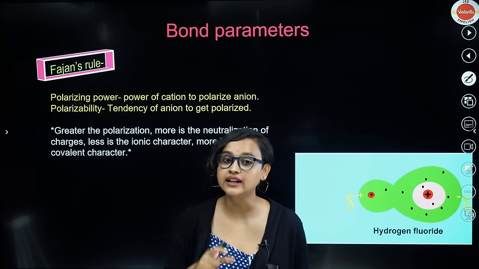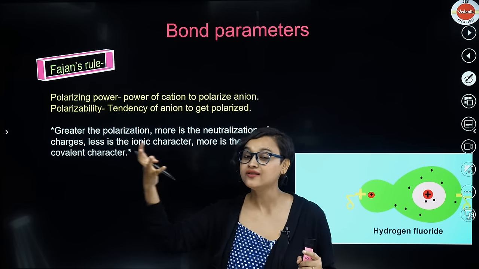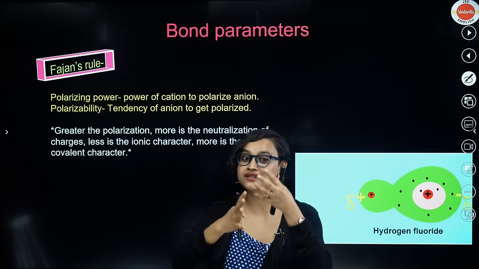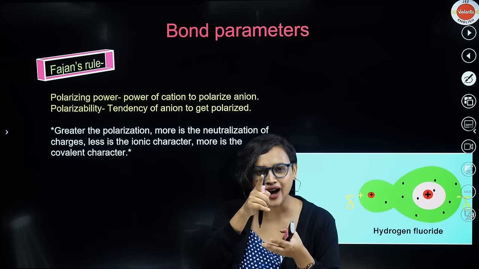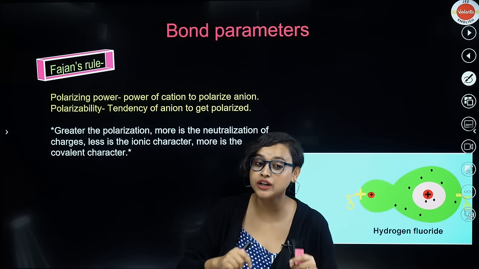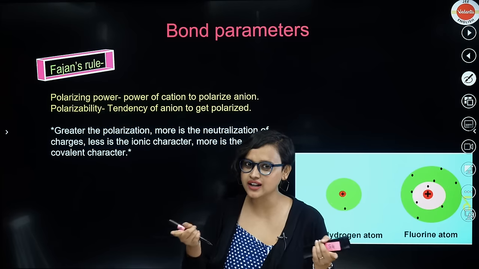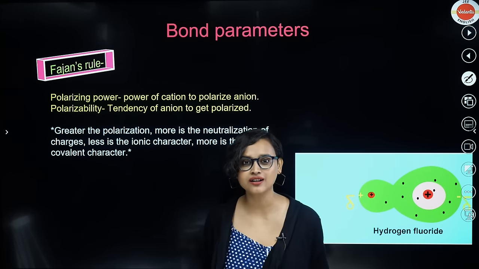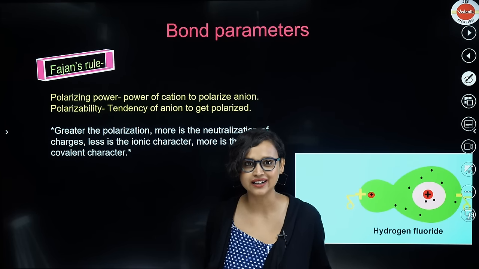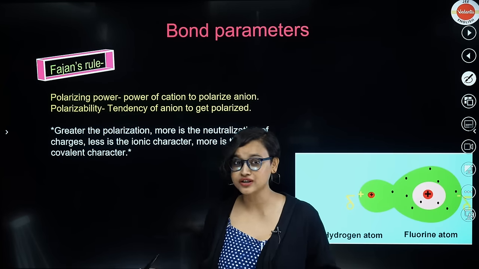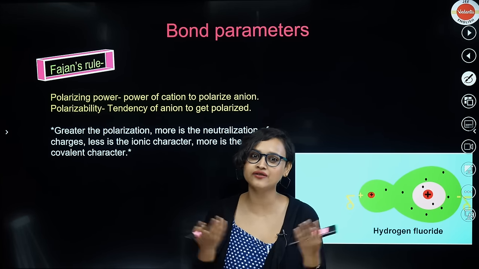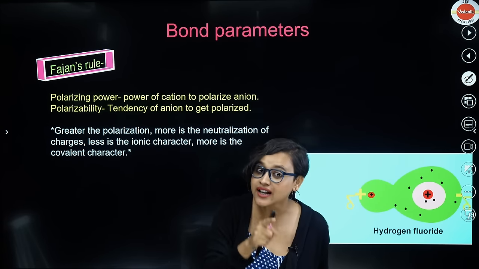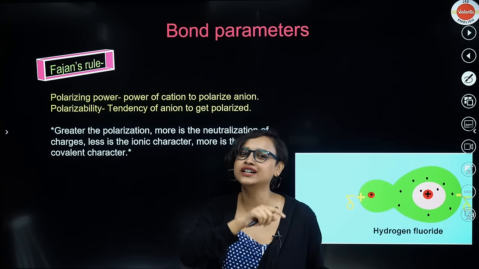Now you have to understand that greater is the polarization. If the cation can polarize the anion and more charges are getting neutralized, then the ionic character is less because now they are forming a covalent bond, right? Sharing is happening. So this positive came, this negative came here, they neutralized each other. No ionic. For an ionic bond to exist, you need the positive charge and the negative charge. It's not there, they have neutralized. Now the covalent character is more, ionic character is less. But if that's not the case, then the ionic character is more, covalent character is less.